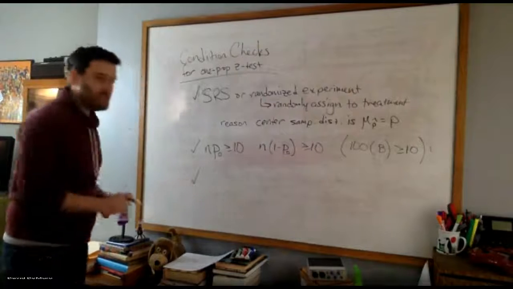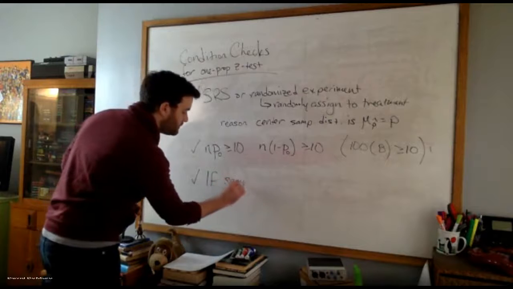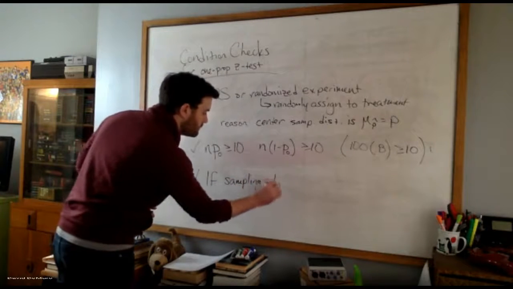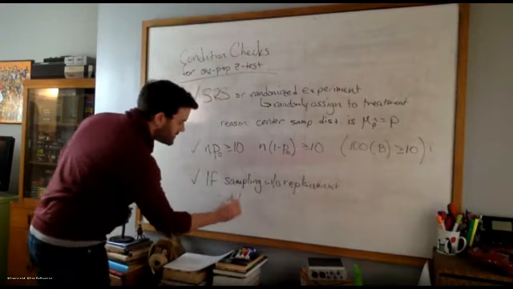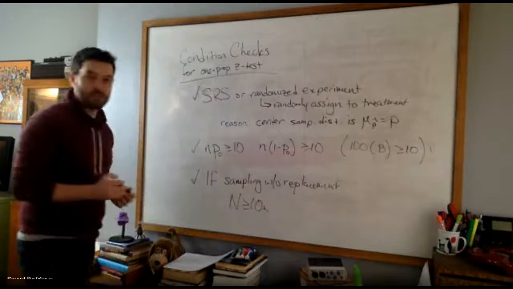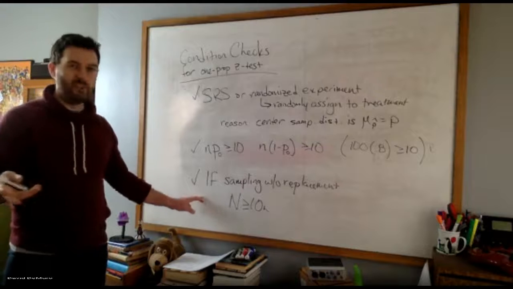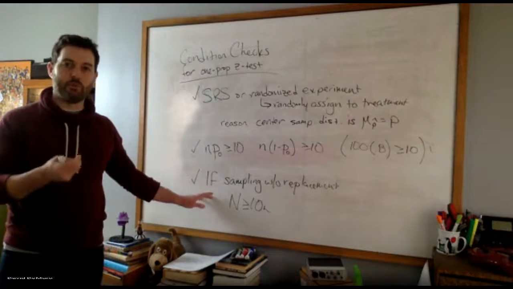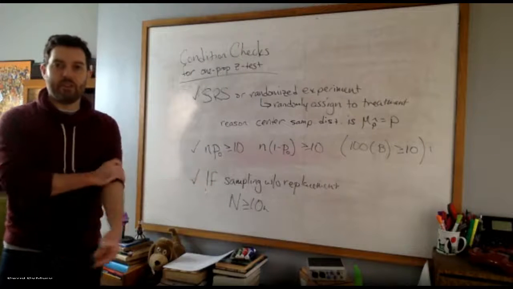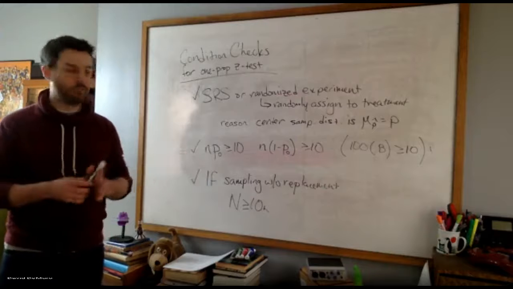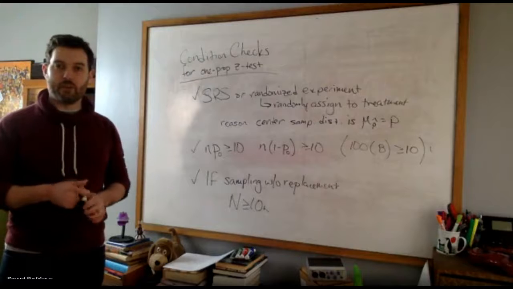And then the last one is the 10% condition. So if you're sampling without replacement, then the population has to be at least 10 times your sample size. And if that's met, then you're good to go. In our last example, we wouldn't have really needed to check that because we didn't sample those free throws from a finite population. It's really an infinite population. Theoretically, that person could shoot an infinite number of free throws if they had enough time to do so. So those are your 3 condition checks for the one prop z-test.